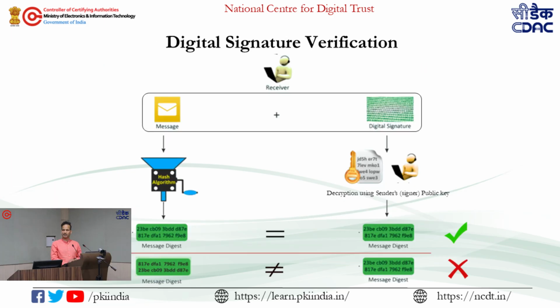So this is the verification step, where the receiver has the message as well as the digital signature. On the message, he will apply the hash, and on the digital signature, he will try to decrypt using the signer's public key. Using both, he will get hashes. He just has to check whether the hashes are matching or not. If the hashes are not matching, it means that the signature is invalid. If it is matching, it means the signature is valid.